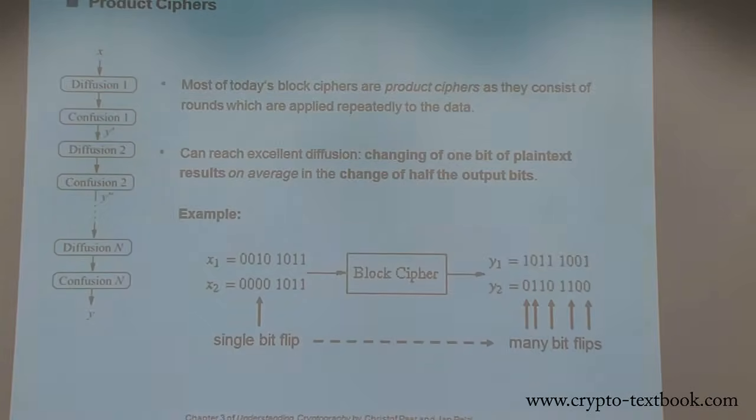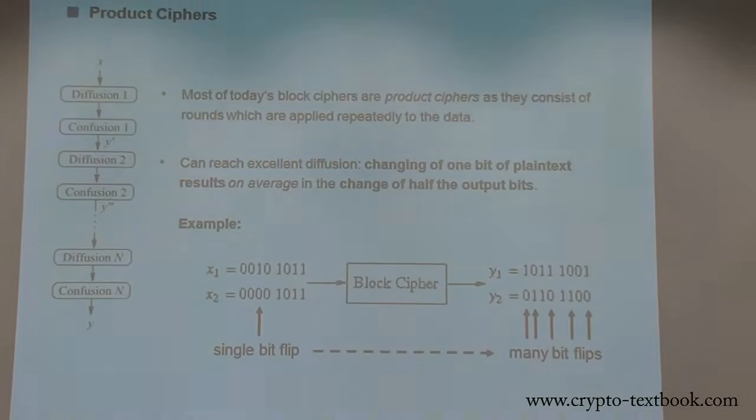What you do not want to have, what would be a bad cipher, is if y2 at the output would only change in 1 bit, okay? What you want is a bit flip in the beginning, and at the end, many bit flips. This is just a very simple baby example, an 8-bit cipher. So that's diffusion on the block cipher level.